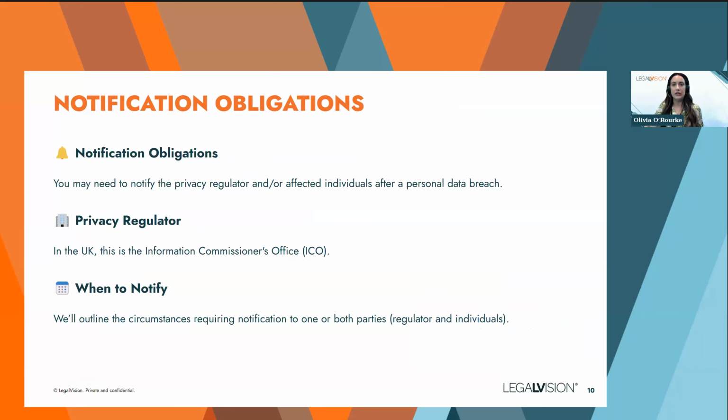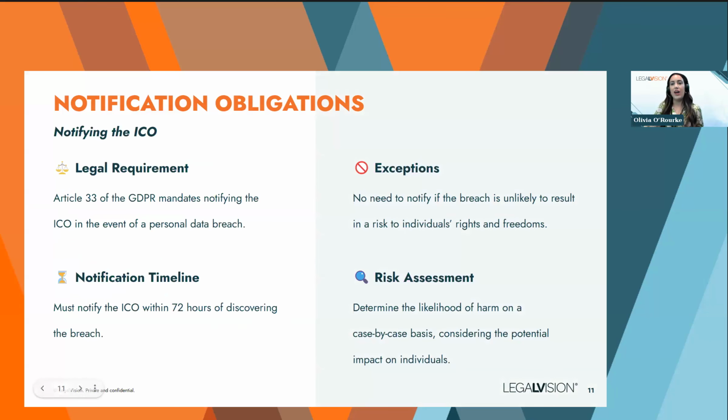So when is that required? The notification obligation comes from Article 33 of the GDPR, and essentially a personal data breach is notifiable to the ICO within 72 hours of discovering the personal data breach, unless the personal data breach is unlikely to result in a risk to the rights and freedoms of natural persons. So obviously the default position is you need to notify the ICO within 72 hours of discovering the breach, unless it's unlikely to result in a risk to the rights and freedoms of natural persons.